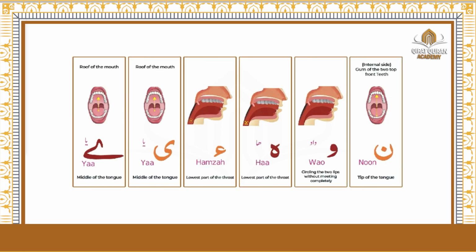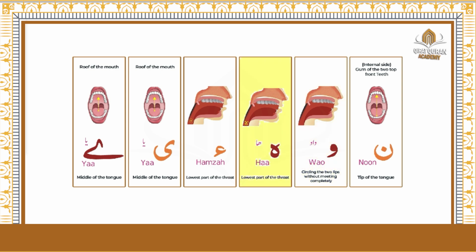Then we read about the origins of these letters. First one was noon. The origin of letter noon is the tip of the tongue, and it will connect to the gum of the two top front teeth here. Then the next letter, waw. The origin of this letter is circling the two lips without meeting completely. It means your lips should not meet each other, but you have to circle them.